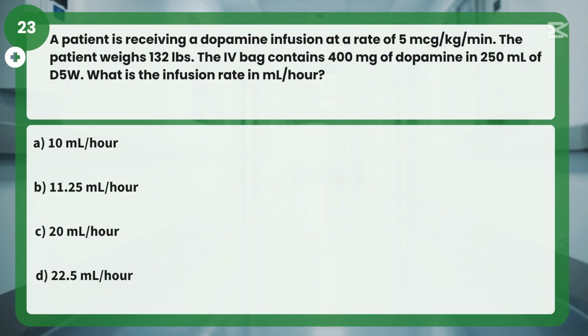Question 23. A patient is receiving a dopamine infusion at a rate of 5 micrograms per kilogram per minute. The patient weighs 132 pounds. The 4-mg bag contains 400 milligrams of dopamine in 250 milliliters of D5W. What is the infusion rate in mL/hour? A. 10 milliliters per hour. B. 11.25 milliliters per hour. C. 20 milliliters per hour. D. 22.5 milliliters per hour.